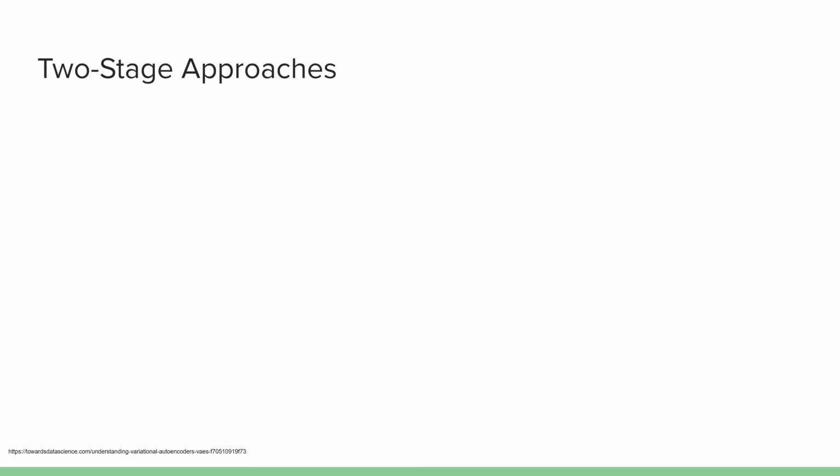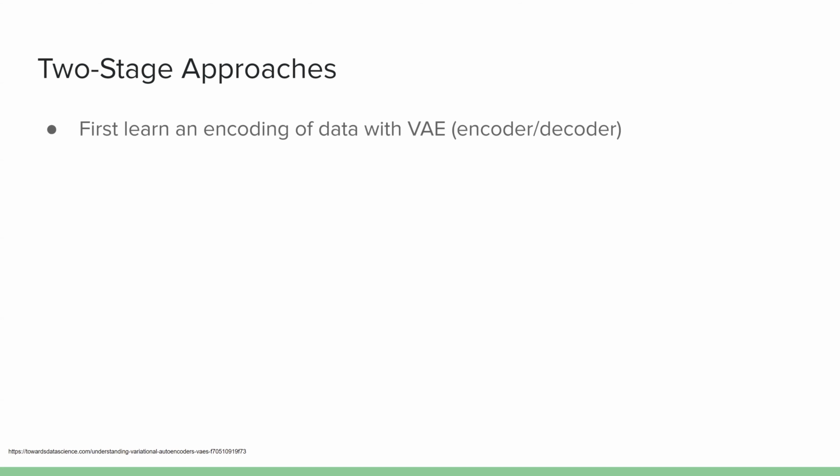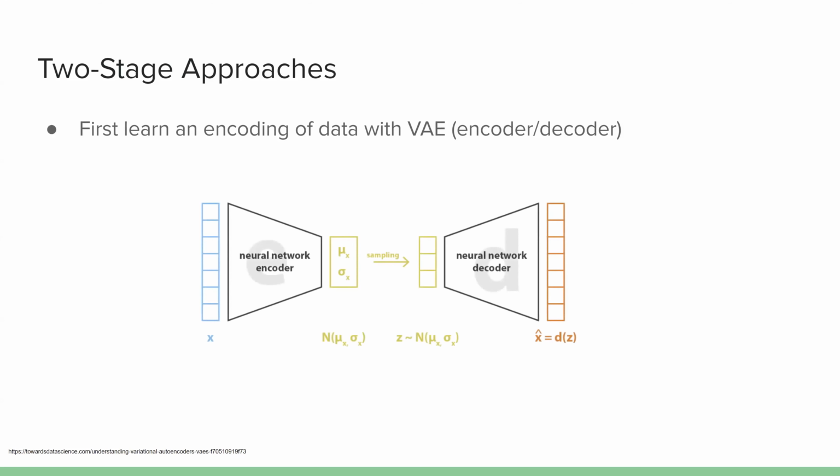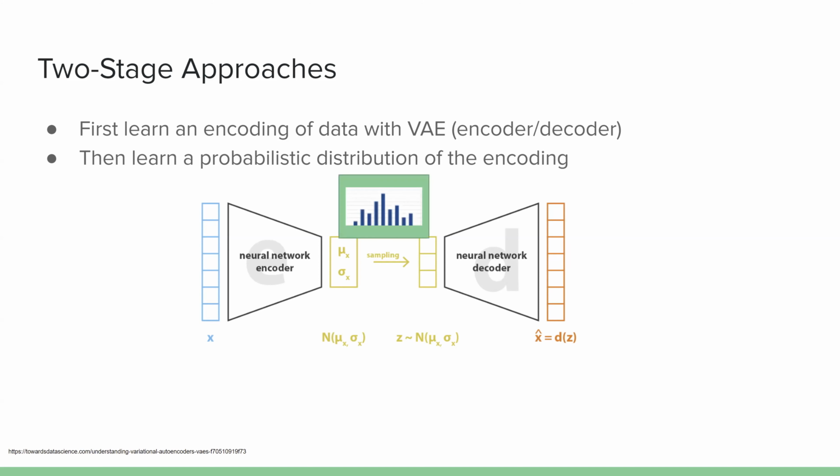So just to start us off, basically the authors gain inspiration from the two-stage approach. The first stage is they use a VAE, an encoder and decoder. An encoding of the data is first learned. Something like this: you have your encoder on the left and your decoder on the right, and that learns the latent space, and then a probabilistic distribution is learned on that encoding latent space. So there's that distribution there.